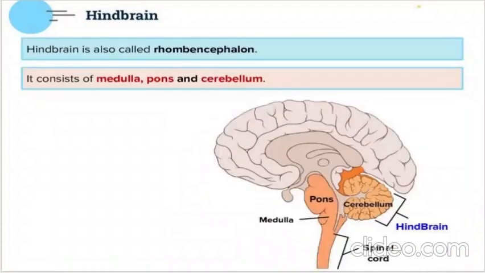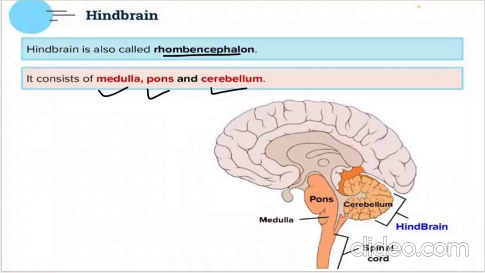Now comes the hindbrain. The hindbrain is also known as the rhombencephalon. It consists of the medulla, pons, and the cerebellum. Now I'm talking about the cerebellum. The cerebrum is in the forebrain. The cerebellum is below the forebrain, right? It is the fibrous tissue that is present in the hindbrain.